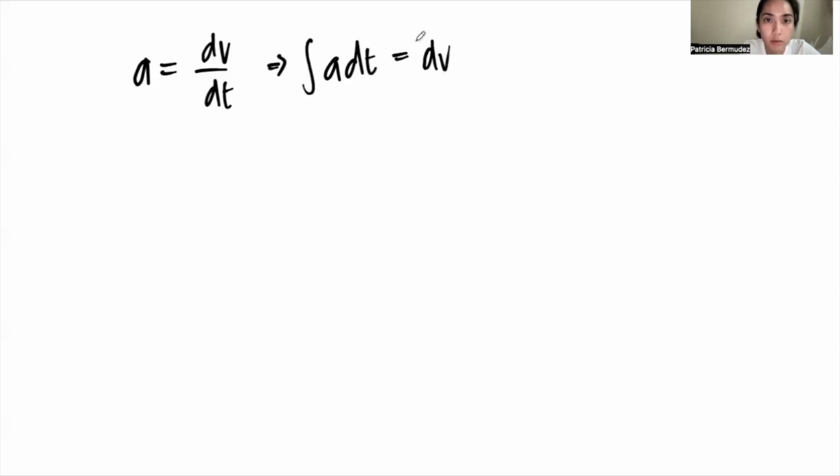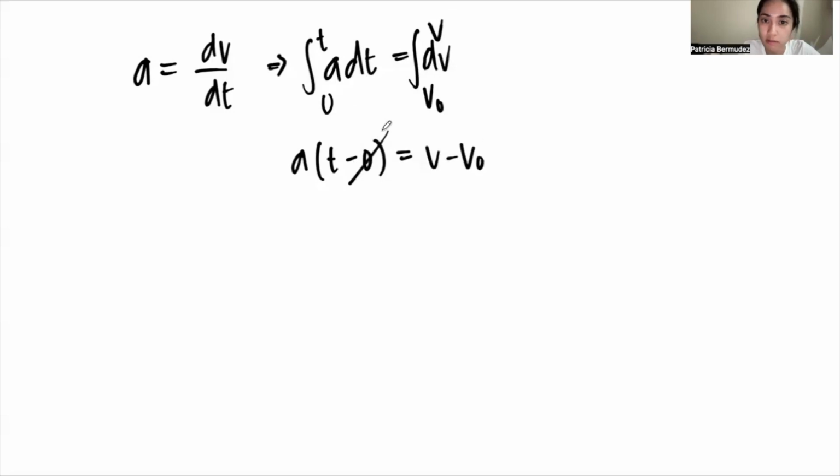Integrating both sides, this one with respect to time is from 0 to t. And with the velocity, it is from the initial velocity represented by v naught to the final one, which is v. So it'll simply be a t minus 0, which equals v minus v naught. This one gets canceled off, again, because anything multiplied by 0 is 0. So we have at is equal to v minus v naught.